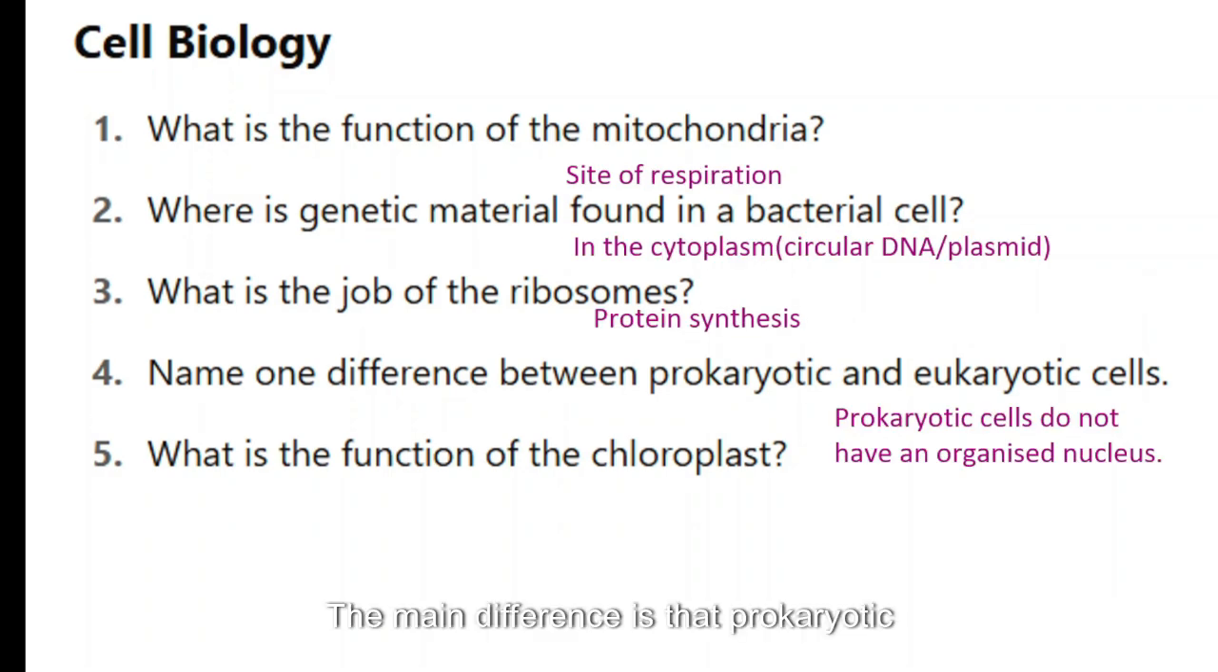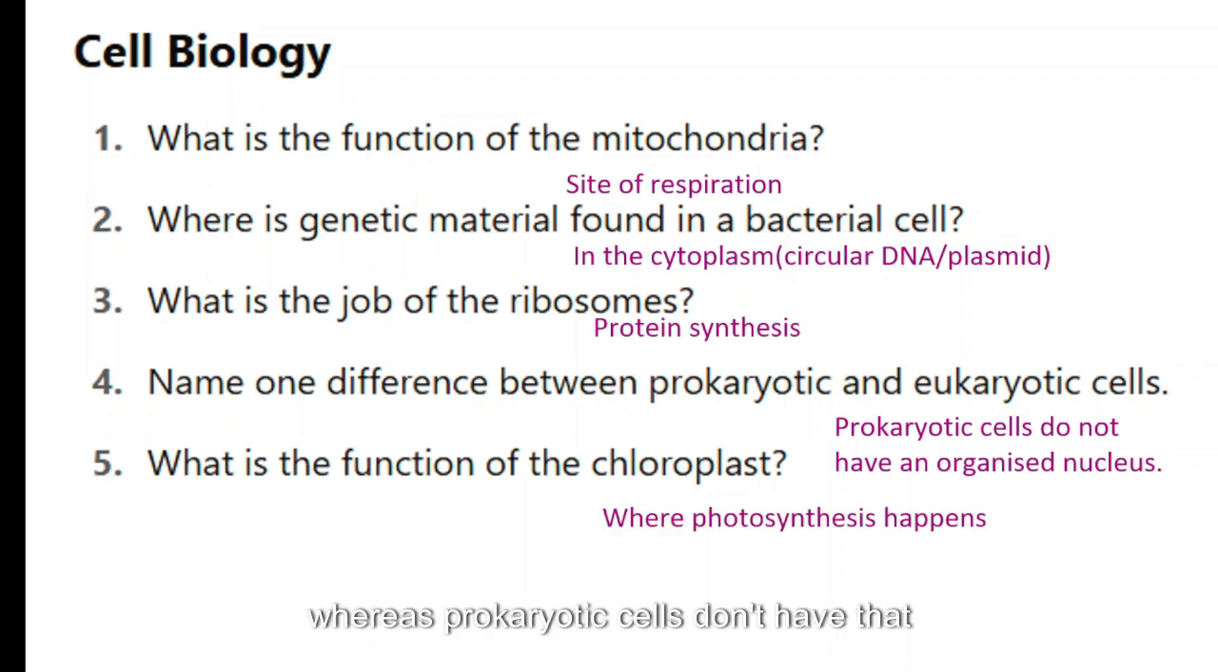The main difference is that prokaryotic cells do not have an organized nucleus. Eukaryotic cells have a membrane-bound organized nucleus, whereas prokaryotic cells don't have that. Question number 5, the function of the chloroplast. That's where photosynthesis takes place.